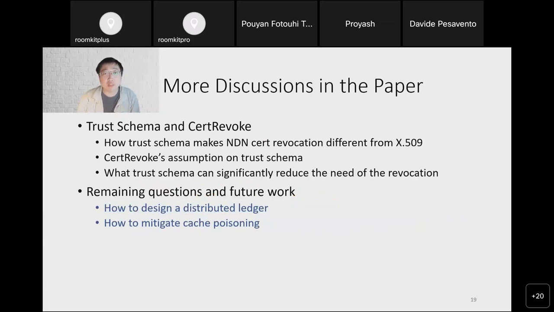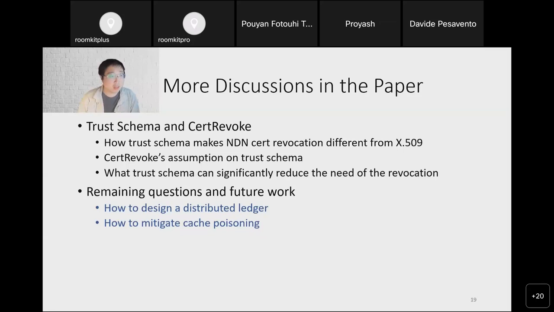Especially in our paper, we discuss the relationship between trust schema and our CertRevoke. We discuss how trust schema makes the big picture of NDN certificate revocation fundamentally different from today's X509 certificate revocation practice. We also talk about CertRevoke's assumption on trust schema, and what kind of trust schema can significantly reduce or even eliminate the need for revocation. In the paper, we also bring up remaining questions and future work.